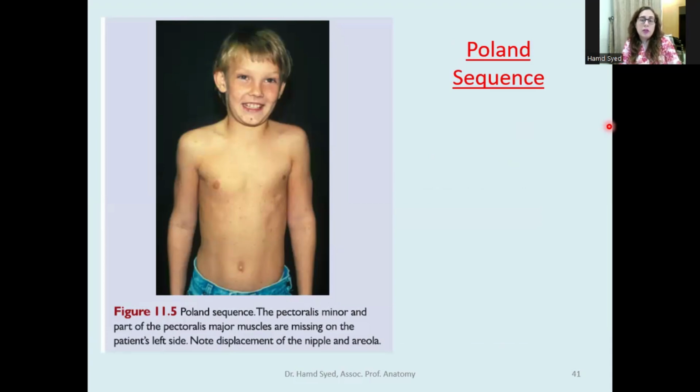This is a rare congenital anomaly, and it typically affects boys. What happens is that on the affected side, the pectoralis major and minor muscles might be partially or completely absent. And on the same side, the nipple is also displaced. You can see over here. So this condition is known as the Poland sequence.